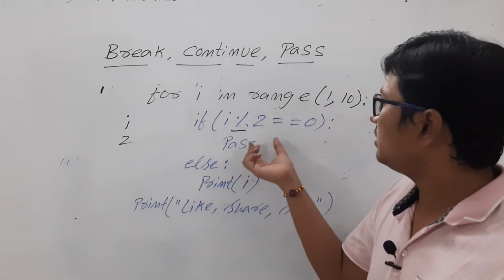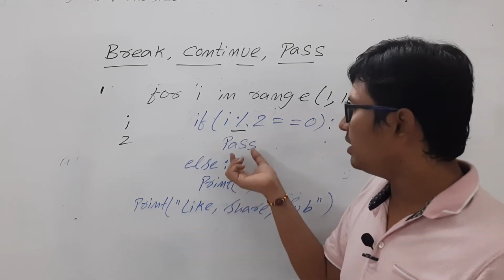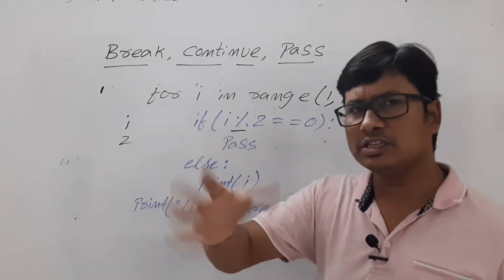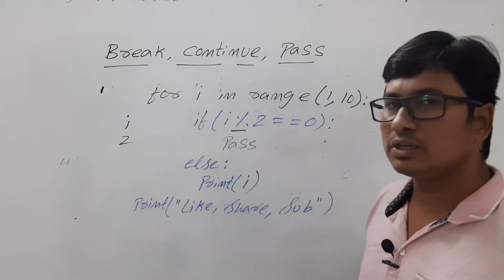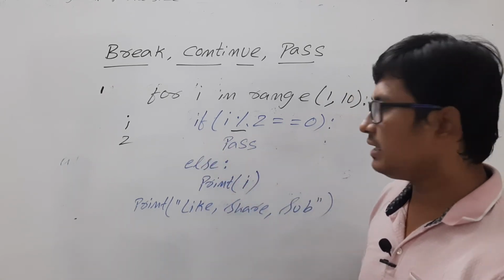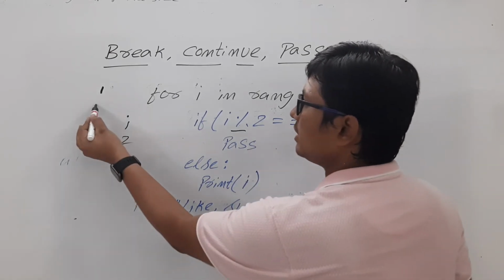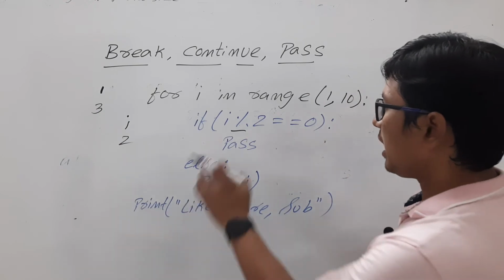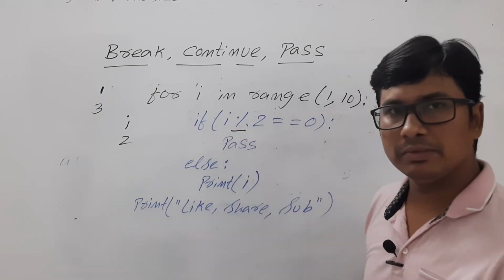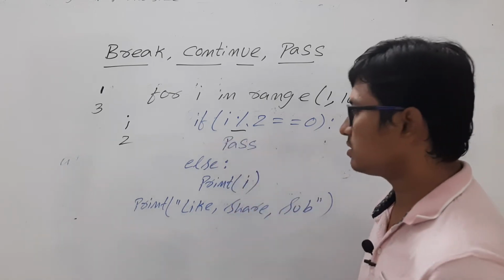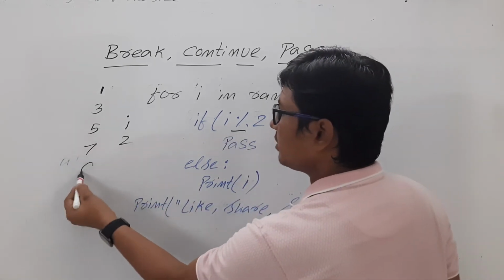Similarly, whenever the i value is an even number, I don't want to do anything. I'm just skipping that one. So I'm writing the statement called pass. Then when the i value is equal to 3, this condition will be false and the else statement will be executed, so 3 will be printed. Then when the i value is 4, which is an even number, the remainder will be 0, again it will pass. Then i value 5 will be printed, 7 will be printed, 9 will be printed.